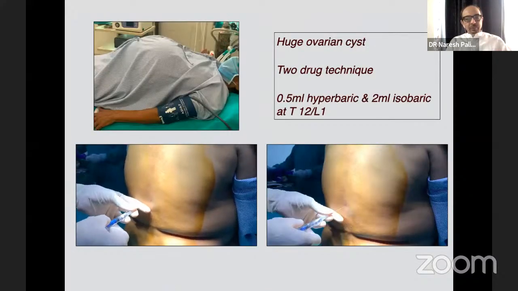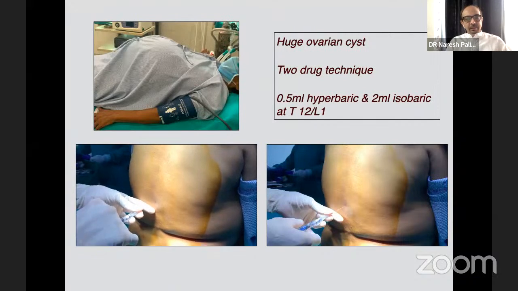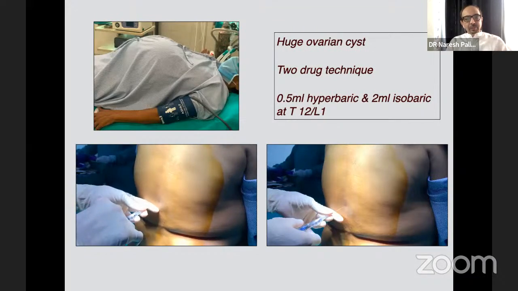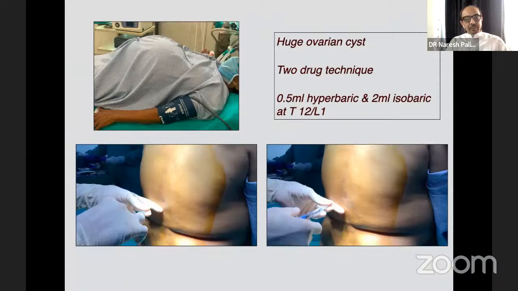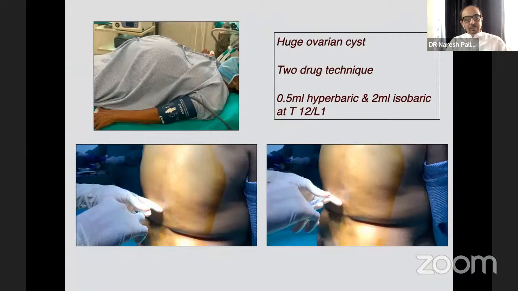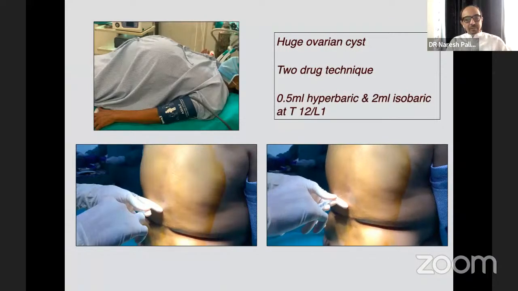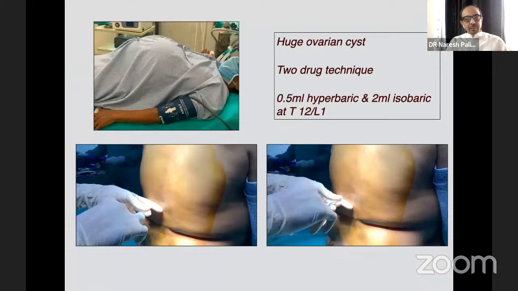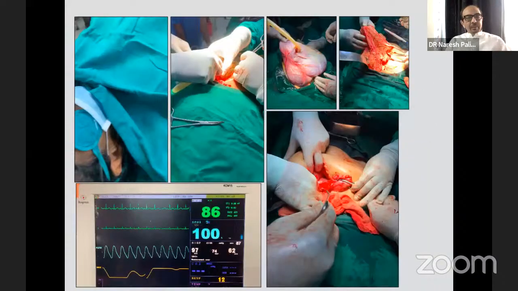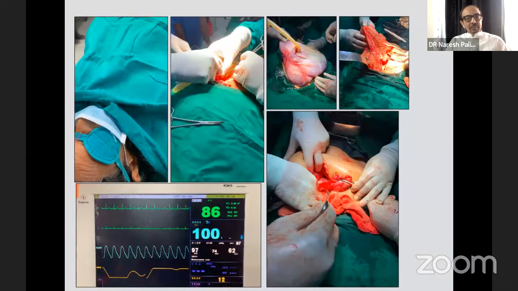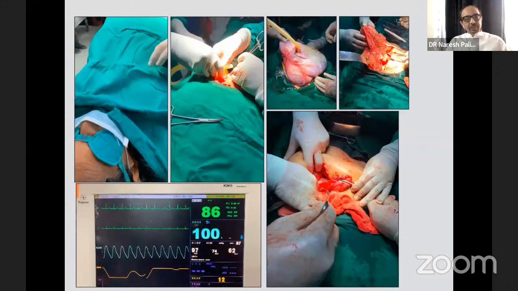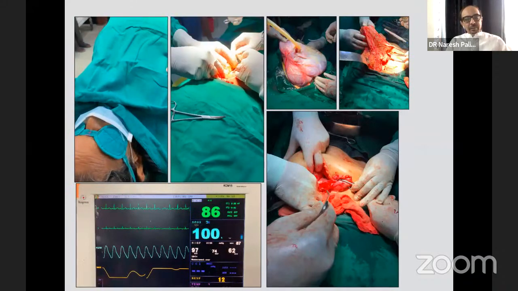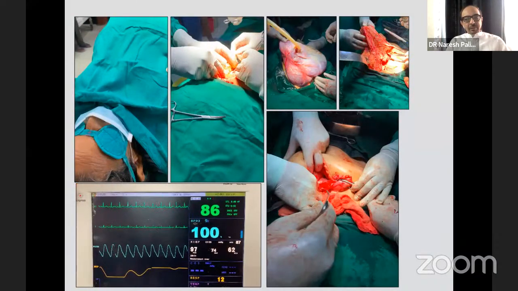This was a huge cyst thought to be malignant in an old morbid lady. It was compressing all the intra-abdominal structures. It was done with a two-drug technique, just 0.5 ml of the hyperbaric drug initially, and then 2 ml of isobaric drug at T12-L1 in sitting position. It was a very huge cyst, so the cyst had to be ruptured. Cystectomy, omentectomy, and hysterectomy were done in this patient.